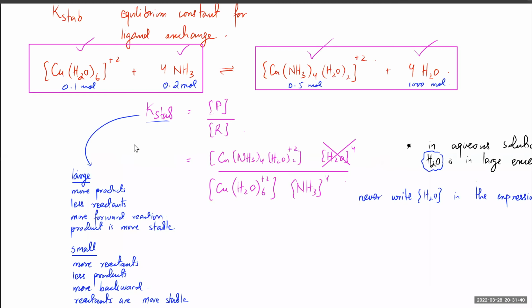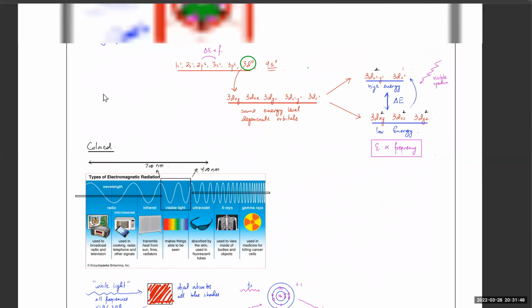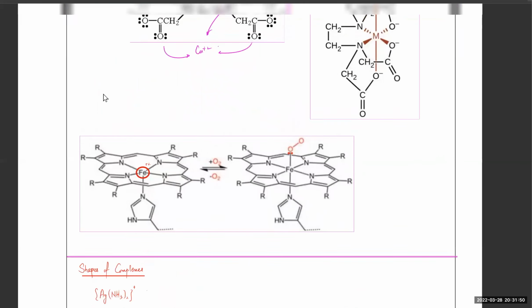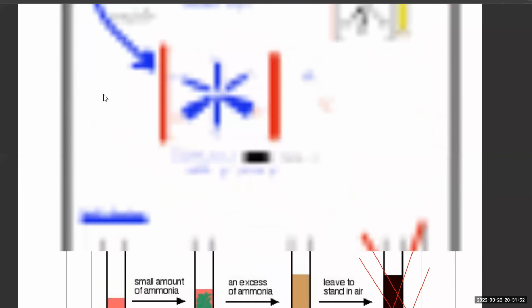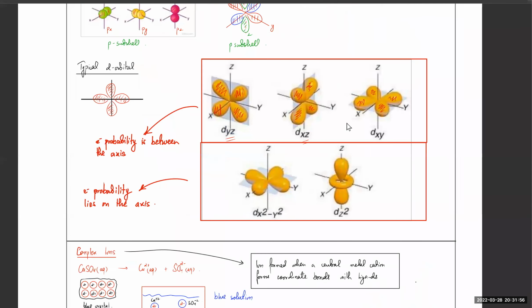So why are transition metals colored? They're colored because, so where's the d subshell? Let me just show you the d subshell. So here's your d subshell. It's degenerate. All orbitals are degenerate. They have exactly the same energy level.